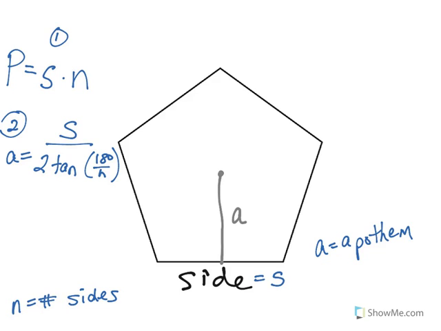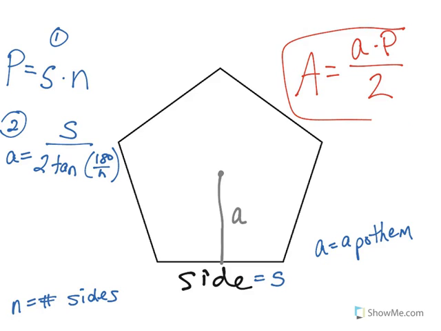Depending on your calculator, every calculator is different. If you have questions, email your instructor. But that's the basic idea. If you have a calculator that works well with parentheses, just use a lot of parentheses. Once we have the perimeter and the apothem, then we can find the area. So the formula for area is the apothem times the perimeter divided by 2. That's how we find the area of a regular polygon.